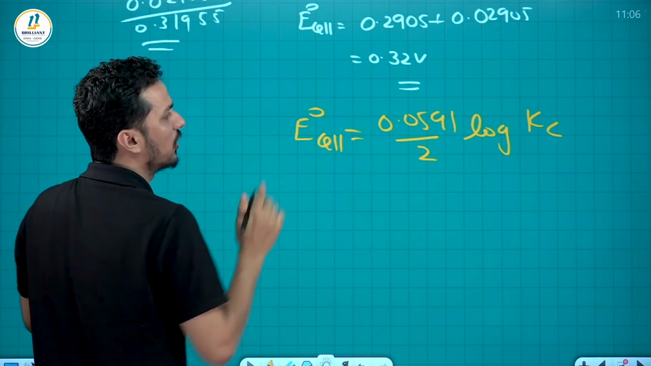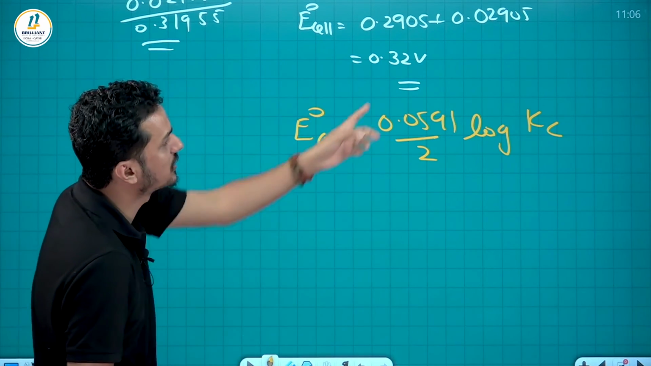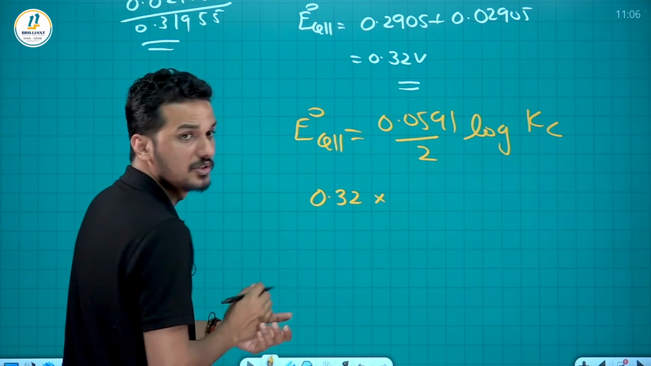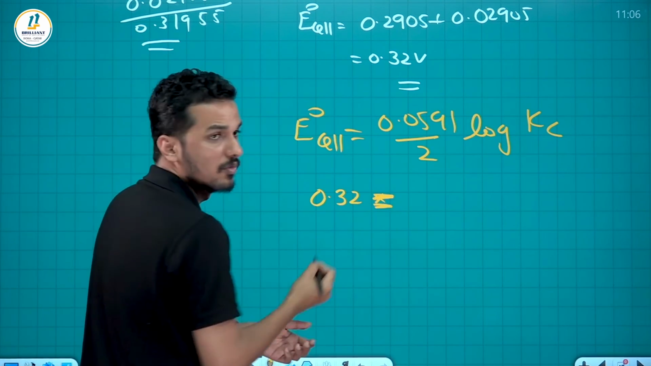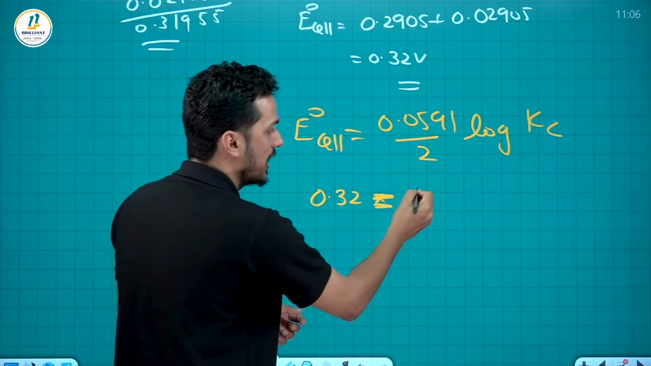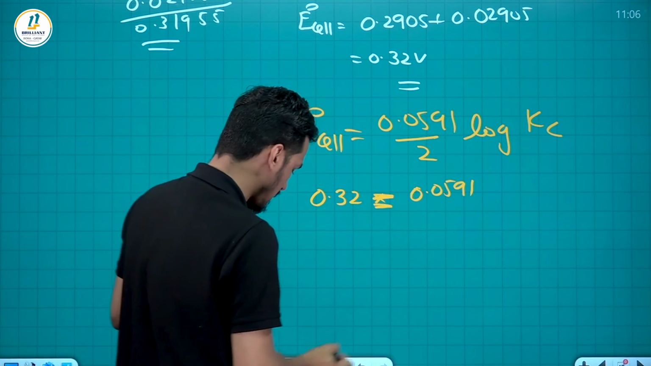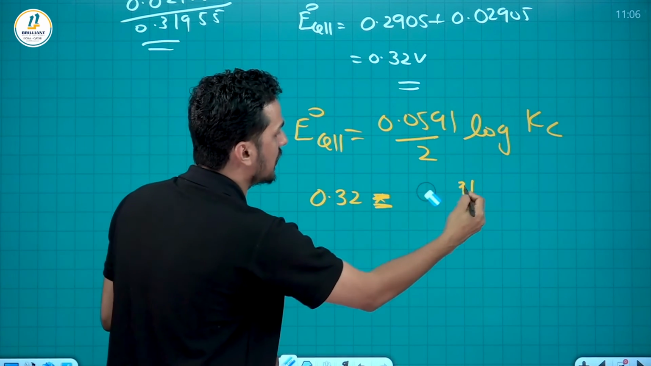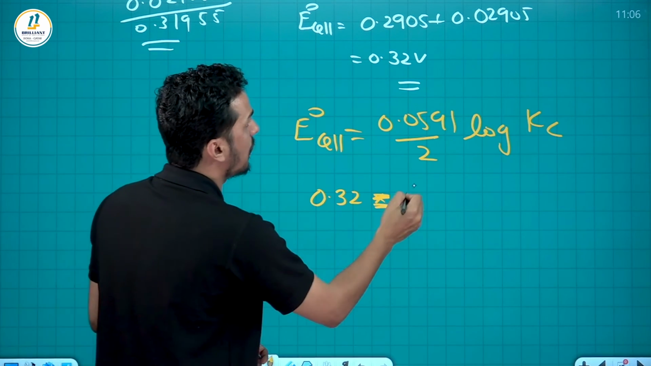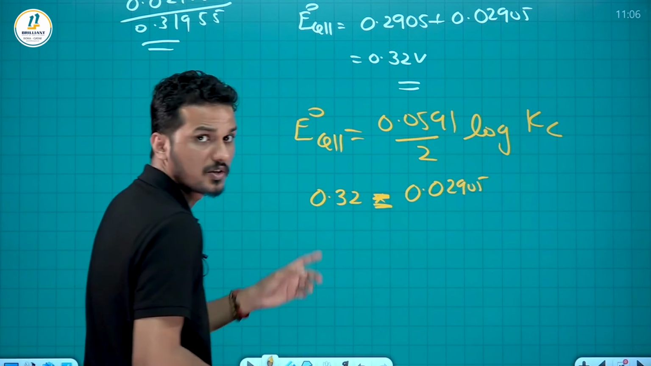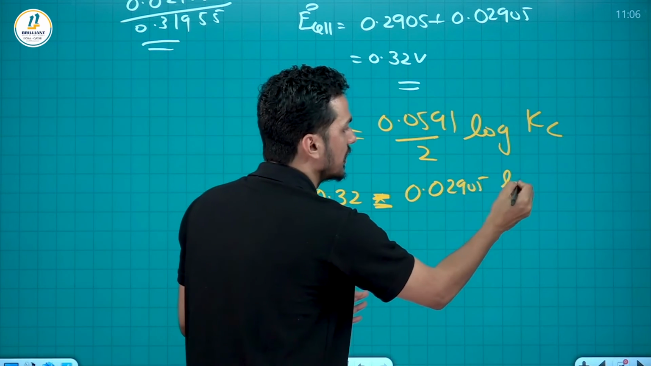So listen guys, the E0 cell value is already given. E0 cell equals 0.32. So I can write 0.32 equals 0.0591 by 2, which we already discussed, that is 0.02905, into log Kc.